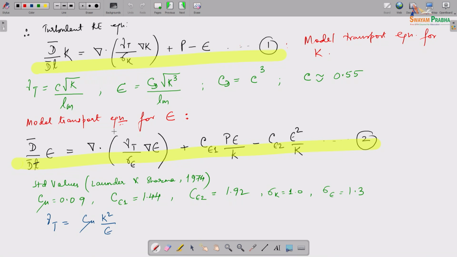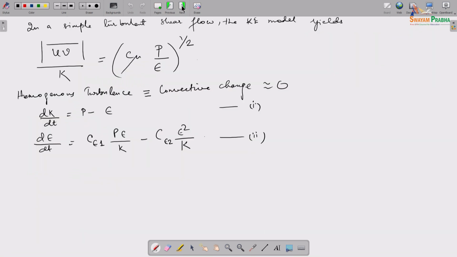And here the flux bit is usually modeled with the gradient diffusion hypothesis, which is something that we learned in a previous class. If I solve these equations, this is the solution I will get, and it should give us information about the turbulent flow domain. The equations become quite simple if I use homogeneous turbulence, which means that the convective part of the flux goes to 0, and we have something like this, the two easy equations.